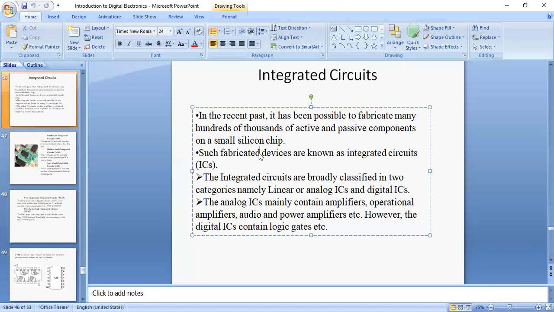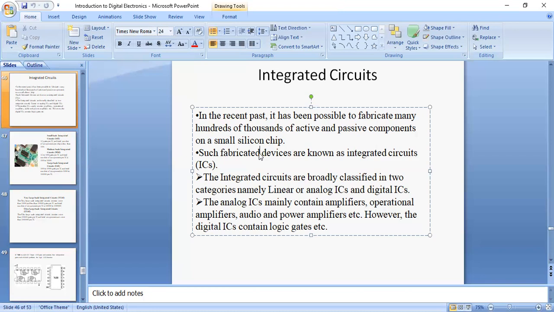Good evening. Today we are going to explain the integrated circuit. This is in the fifth module. The integrated circuit, or IC, is a low cost electronic circuit consisting of active and passive components.